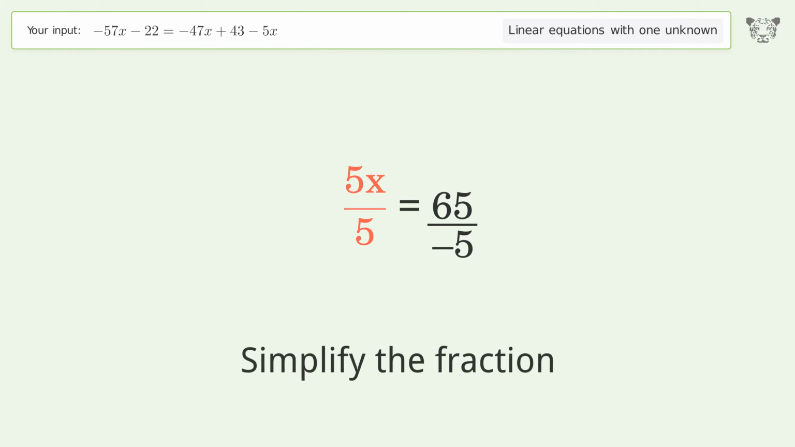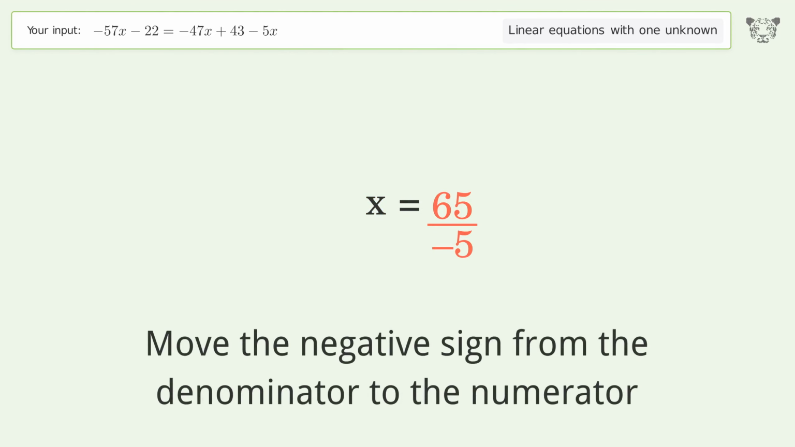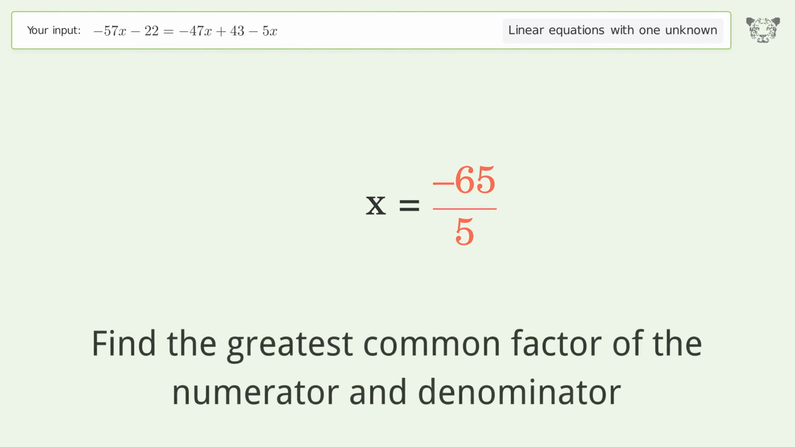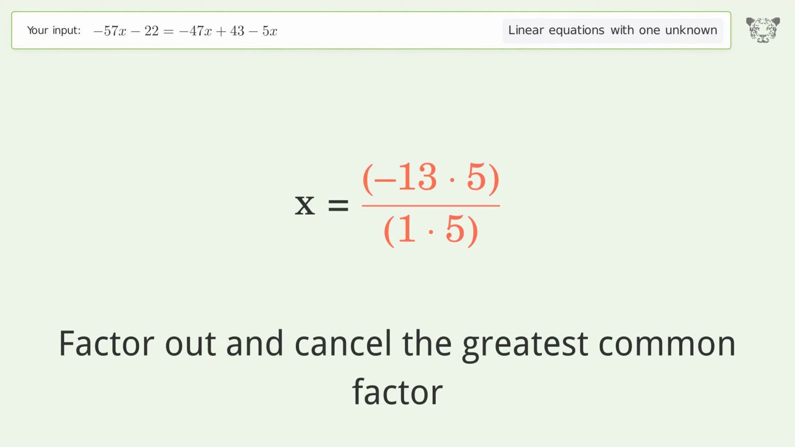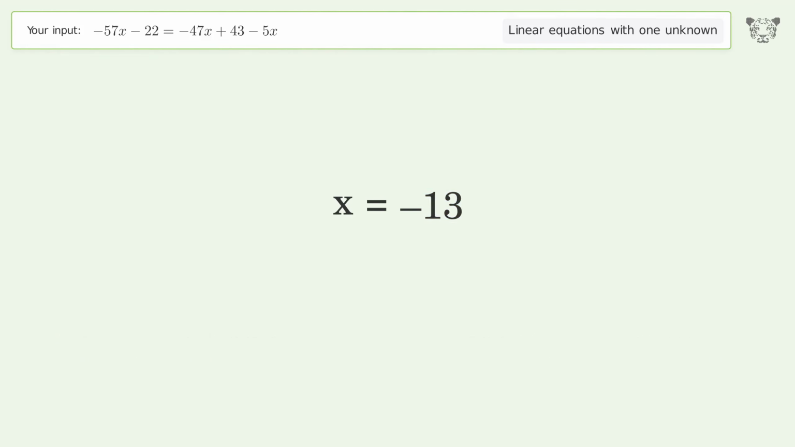Simplify the fraction. Move the negative sign from the denominator to the numerator. Find the greatest common factor of the numerator and denominator. Factor out and cancel the greatest common factor. And so the final result is x equals -13.